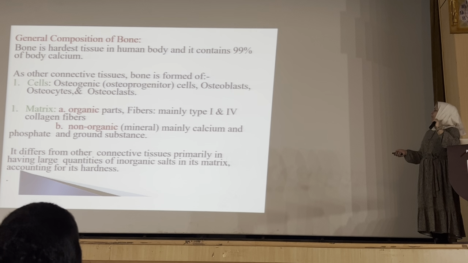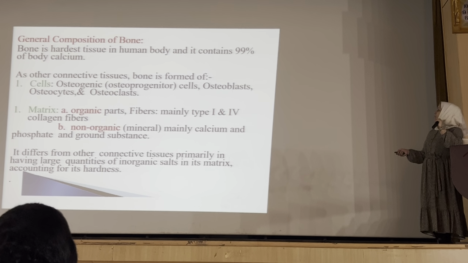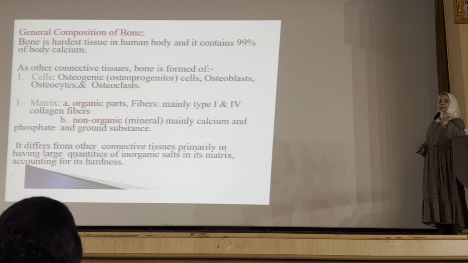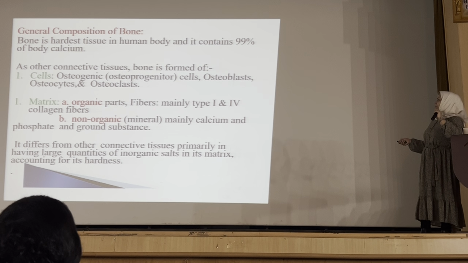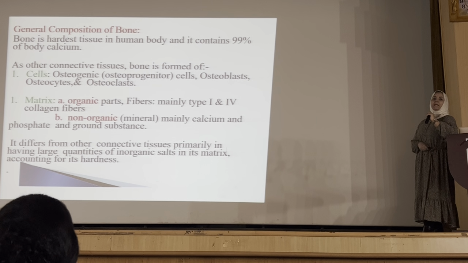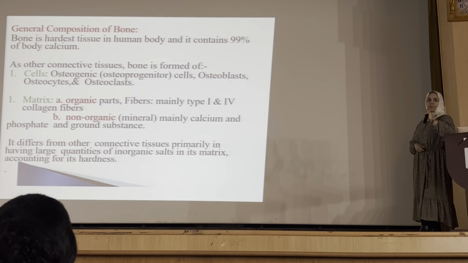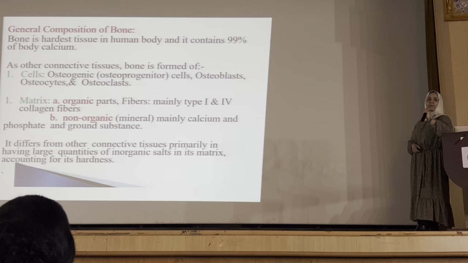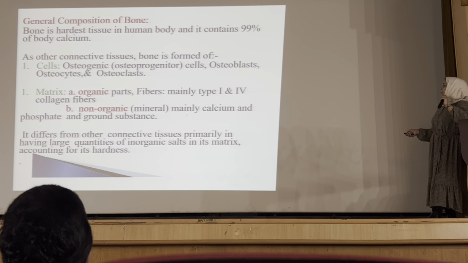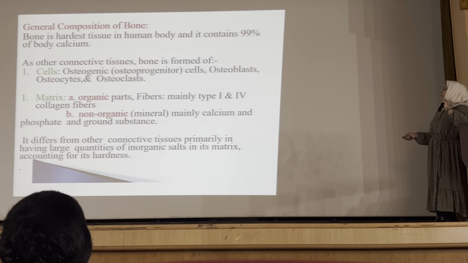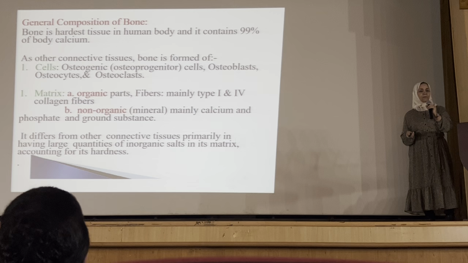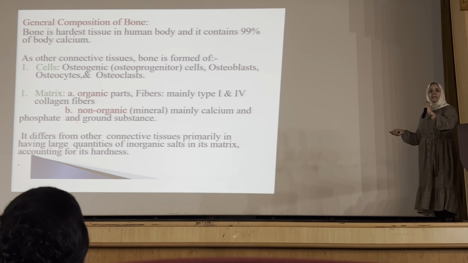Then we have the matrix. Matrix is composed of two components, organic and inorganic. Organic is fibers, type 1 and type 4 collagen fibers found in the matrix of the bone. The inorganic mineral means the calcium and phosphate found in the ground substance.